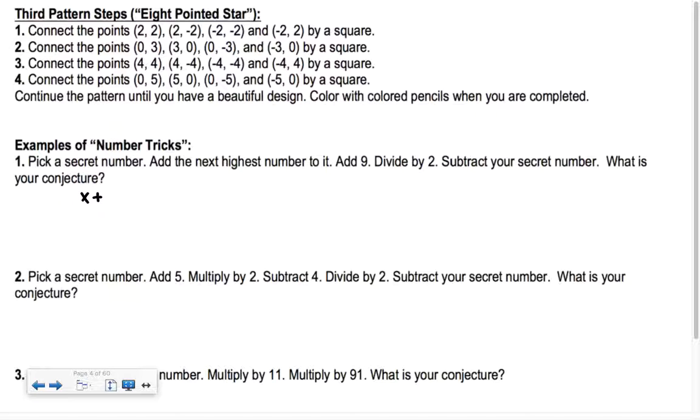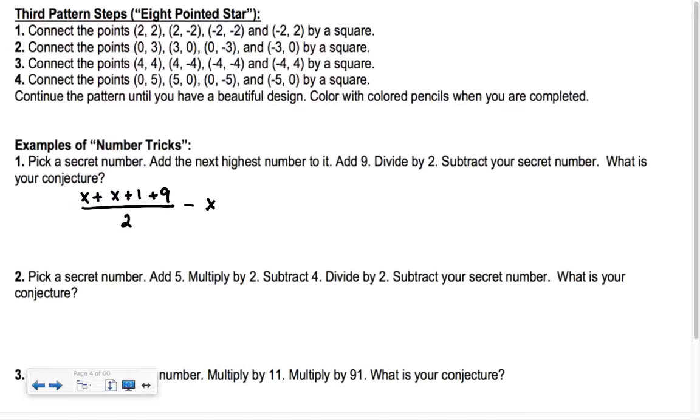What if I add the next highest number to it? So what's 1 bigger than x? X plus 1. Then it says we're going to add 9. Then I'm going to take my whole result and do all over 2. I'm going to take all of that and subtract out my secret number x.